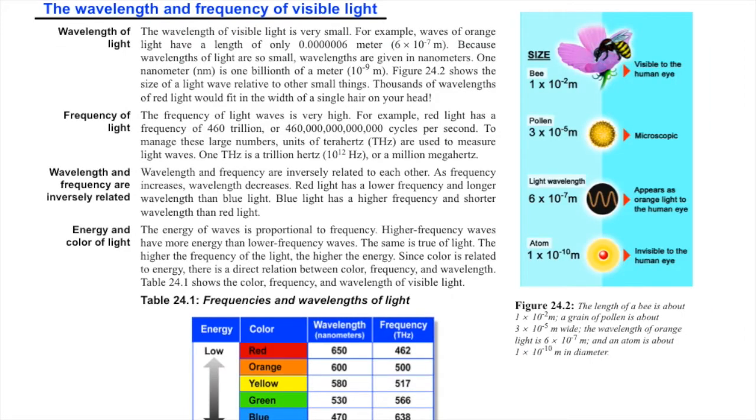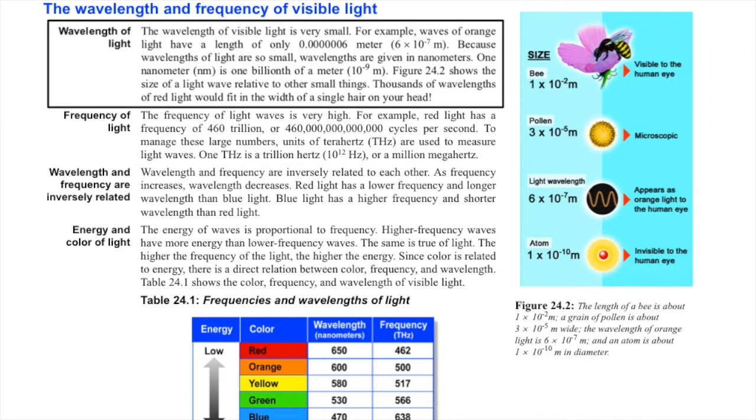The wavelength and frequency of visible light. Wavelength of light. The wavelength of visible light is very small. For example, waves of orange light have a length of only 0.0000006 meters. That's 6 times 10 to the negative 7 meters.